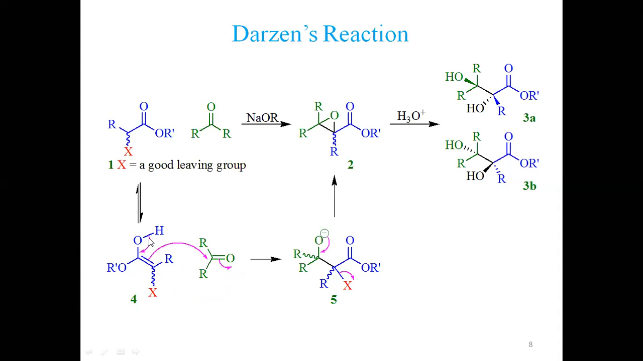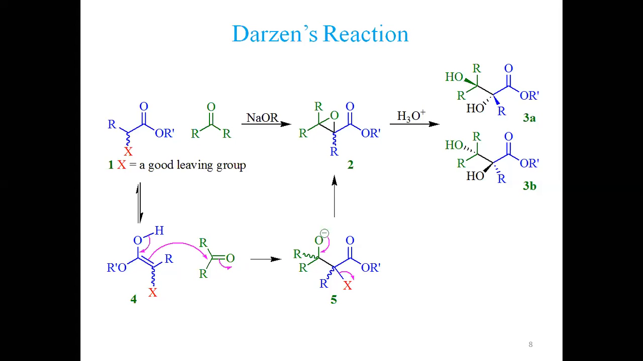So the simple enolate results in the carbon-oxygen double bond just like this, and transfers this pi electron density to this carbonyl carbon, which results in the generation of a new carbon-carbon bond between the alpha carbon of an ester and the carbonyl carbon of a ketone.